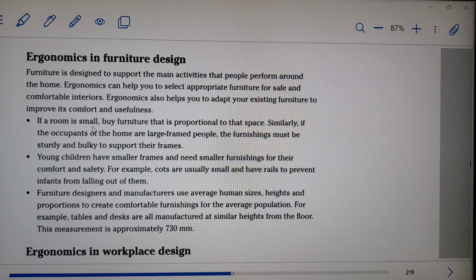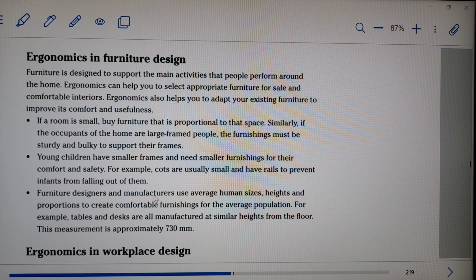If a room is small, buy furniture that is proportional to that space. Similarly, if the occupants of the home are large-frame people, the furnishings must be sturdy and bulky to support their frames. Young children have smaller frames and need smaller furnishings for their comfort and safety. For example, cots are usually small and have rails to prevent infants from falling out of them.